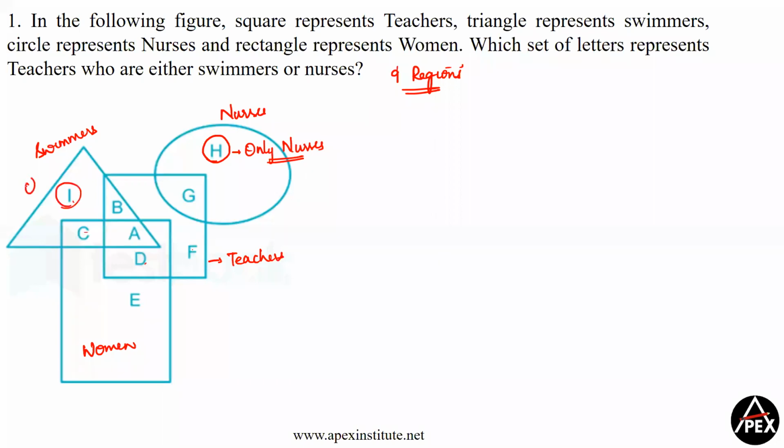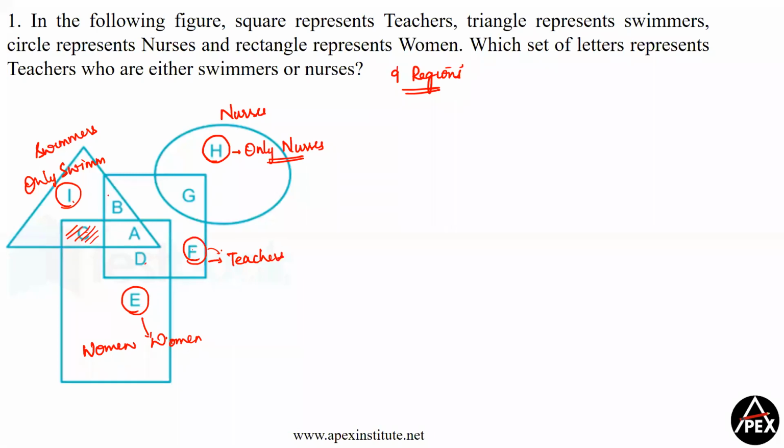What does this I represent? Only swimmers. What does this E represent? Only women. And F represents only teachers, isn't it? Now, what does this C represent? This region is common to swimmers and women, who are women and swimmers.